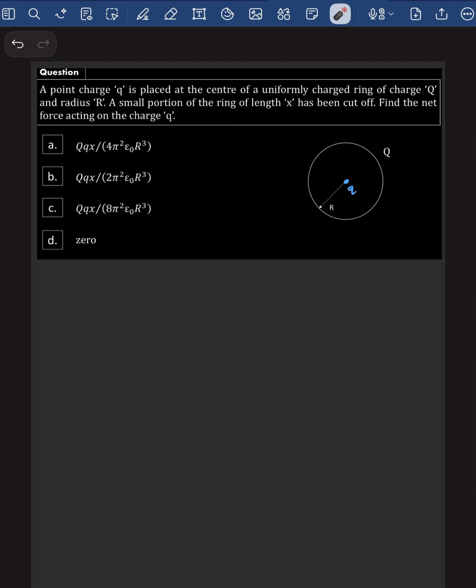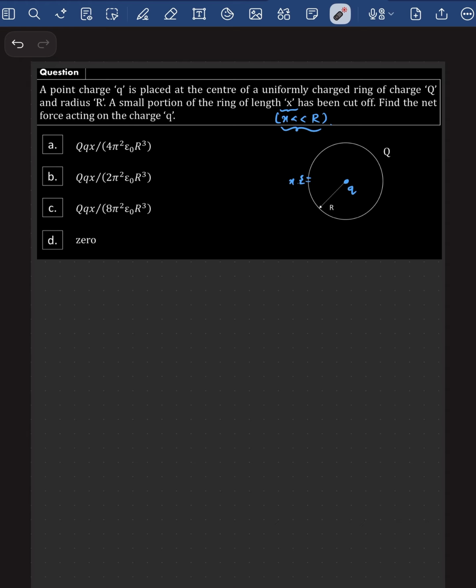Now it's mentioned that a small portion of this ring has been cut off. So let me imagine that this small portion of the ring X is cut off. And I think one extra condition which could be mentioned over here is X is far less than R. That is, your value of X is very small in comparison to the radius of this ring, right? You'll see what's the relevance of this condition as we move ahead in this question. So we need to calculate what will be the net force acting on this charge small q, right?